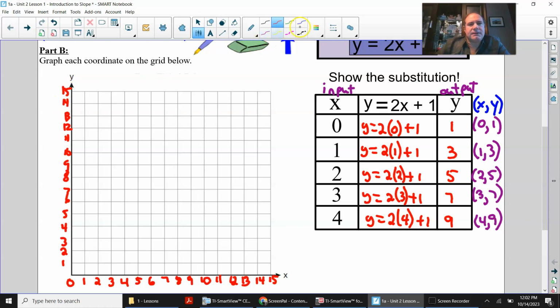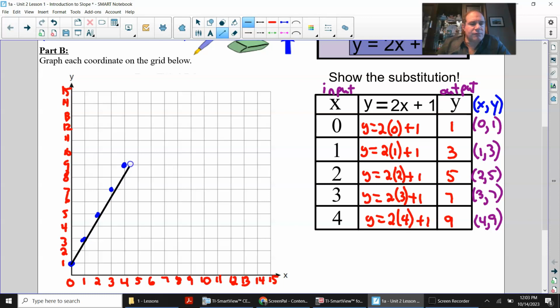And that's it. When we substitute and plot these coordinates, 0 is the x, so we're not going to move left, we're not going to move right. And then we're going to go up 1. So 0, 1 would be that point right there. 1, 3 would be 1 to the right and 3 up, just like you see. 2, 5, 2 to the right and 5 up. 3, 7, 3 to the right and 7 up. And then 4, 9 would be your last point that we have there.